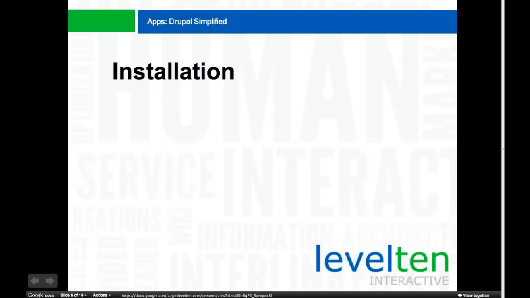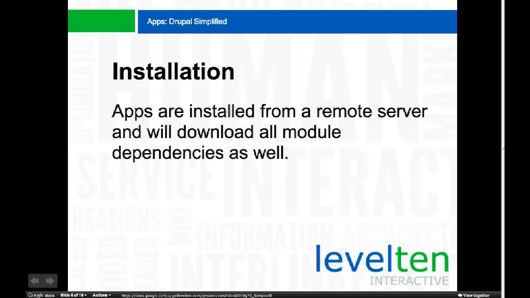It solves the installation problem, like I said. Apps are installed from a remote server and will download all module dependencies as well. So what this means is, we build our open enterprise distribution. No longer do I have to build every single feature before I say, all right, it's ready, go install it, right? I can say, well, we've created our core distribution, which doesn't include any apps, but it includes a link to our app store. Go install it.